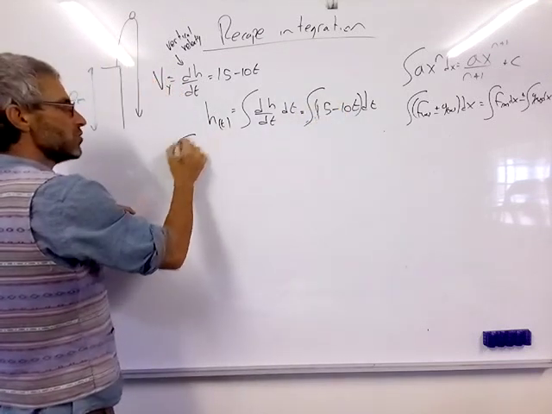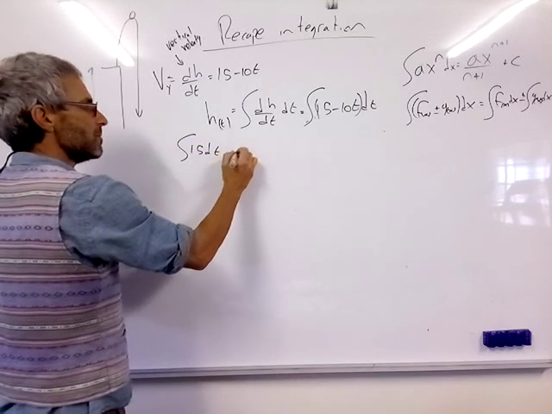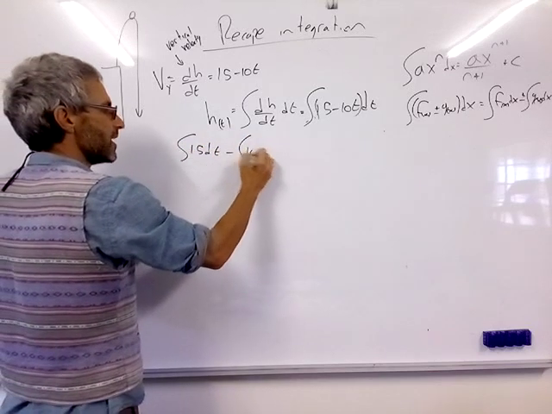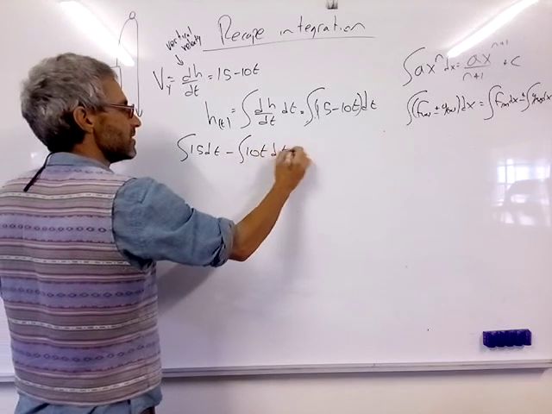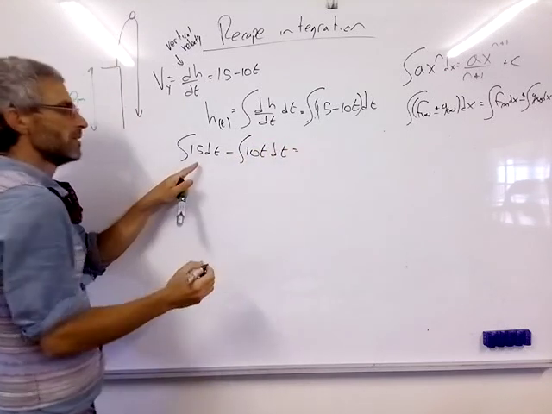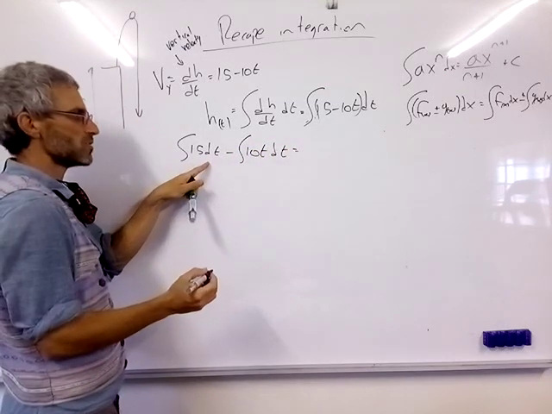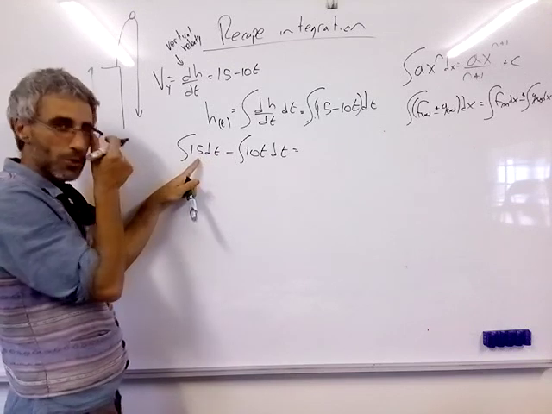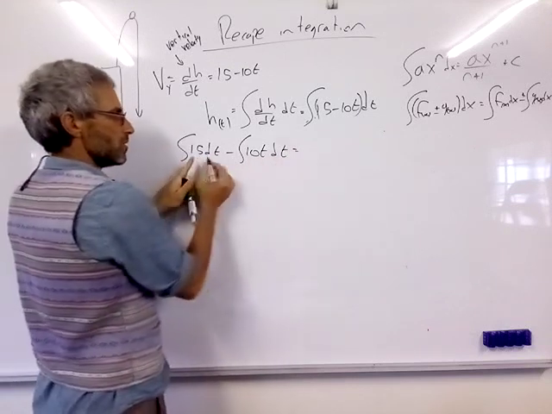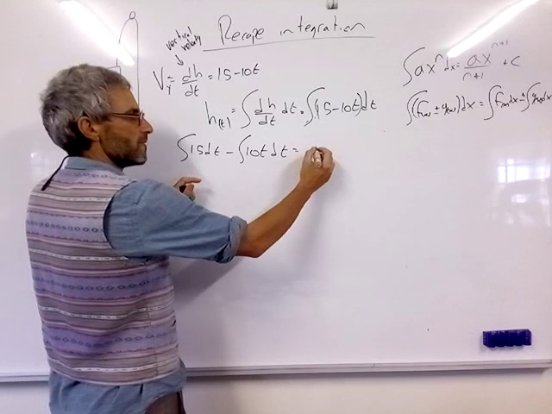Okay, so it's going to be 15 dt minus 10t dt. Okay, that should be pretty easy. 15 dt, maybe you can help me with this because that's with a number, but you struggled with it before. What will be, yeah?